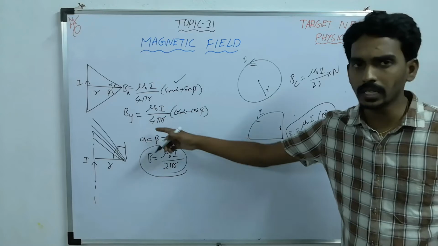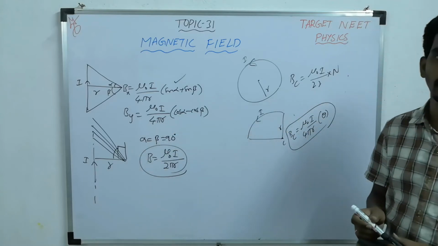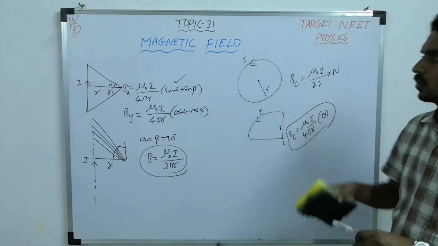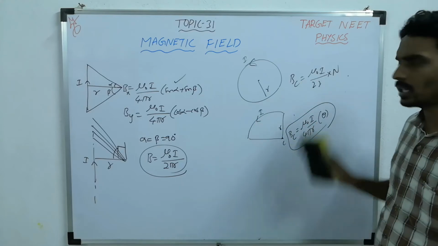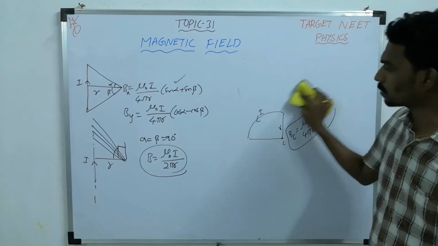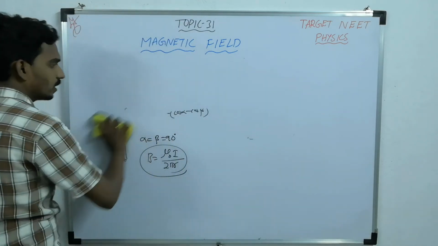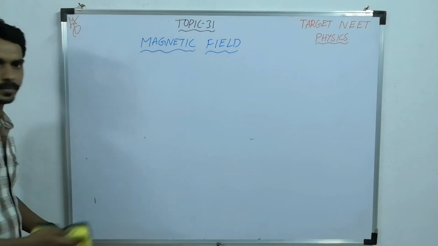So there is one linear element and one circular element. The question combinations asked are based on these only. So remember these two things and try to solve. Let me explain one question so that you can understand how to solve the questions based on this.